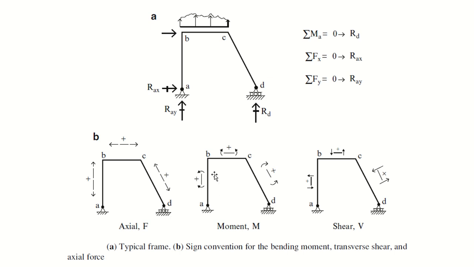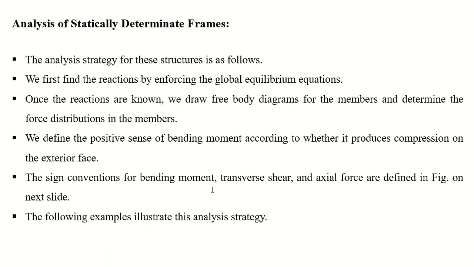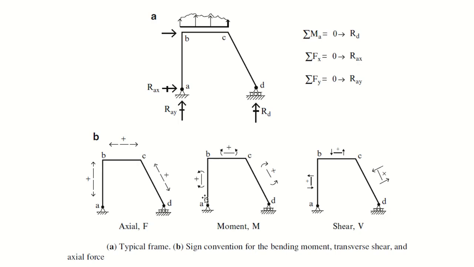If the bending moment is causing outer side, this is the inner side of the column and this is the outer side, so it will buckle like this, right? And it causes compression in the outer face. As it says here, positive sense of bending moment is according to whether it produces compression on the exterior face. So this produces compression on the exterior face, this produces compression on the exterior face, and this produces compression on the exterior face. Okay, so these are taken as positive. Similarly, for shear force, these directions will be taken as positive.